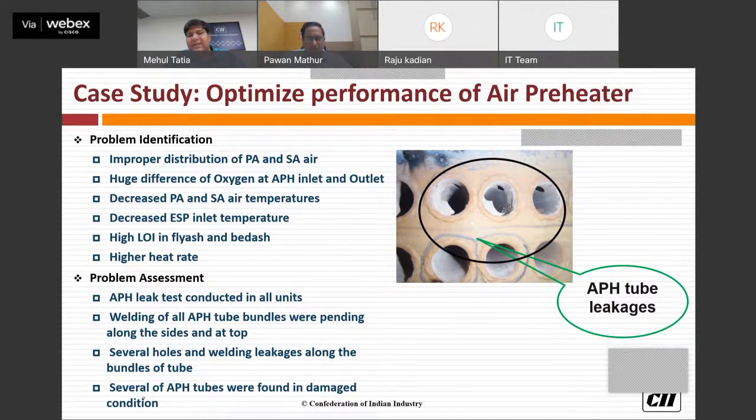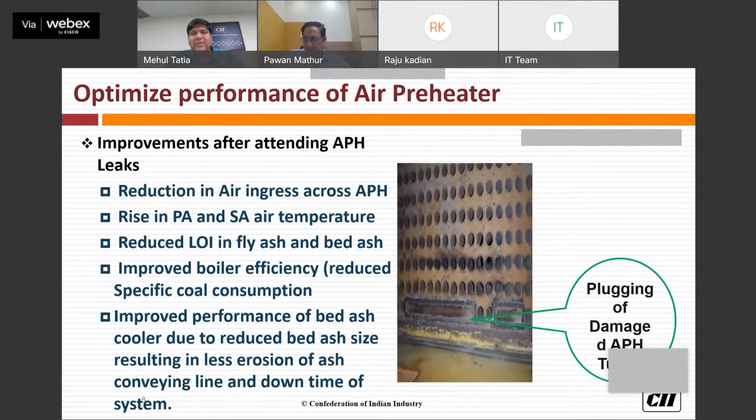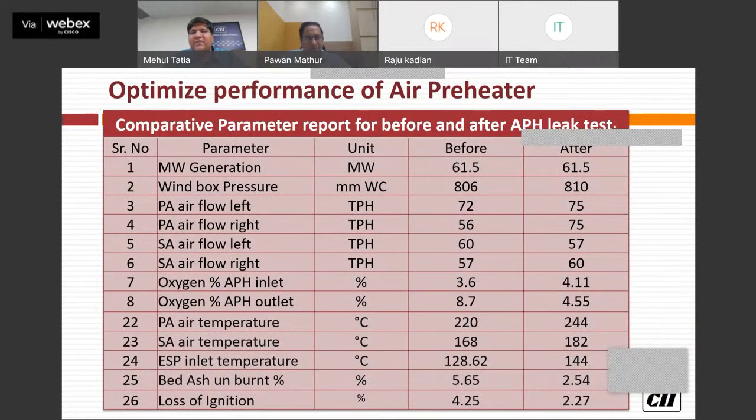So the plant team went ahead and did the APH leak test in all their units, and they identified these kinds of leakages in the boiler. After the leakages were identified, they went ahead and did a complete rectification. Wherever possible, the APH tubes were dummied and the damage was also removed. If you see, this was the overall before and after performance.